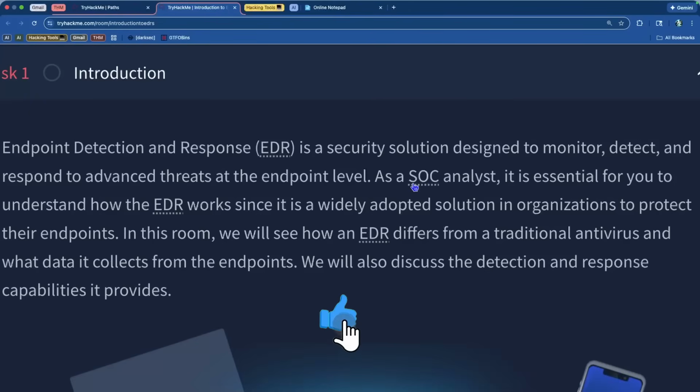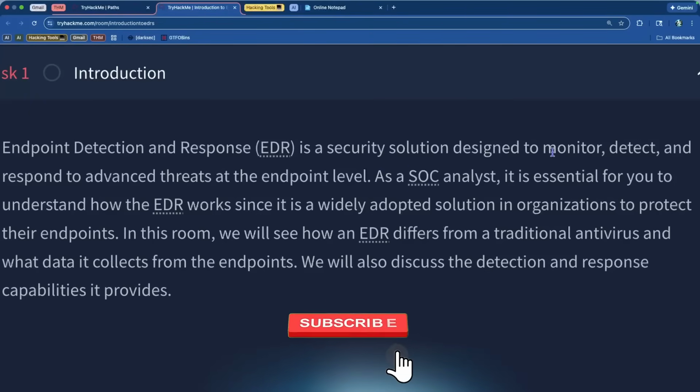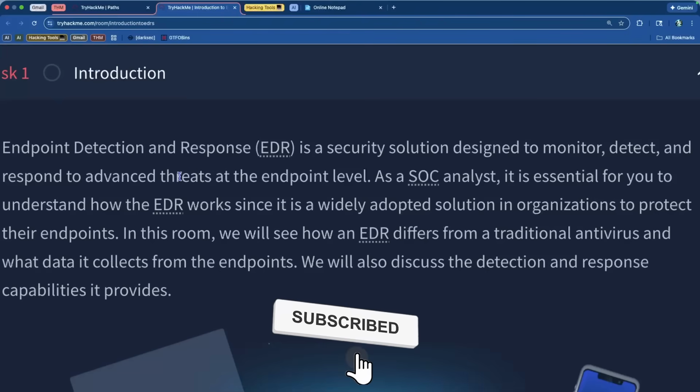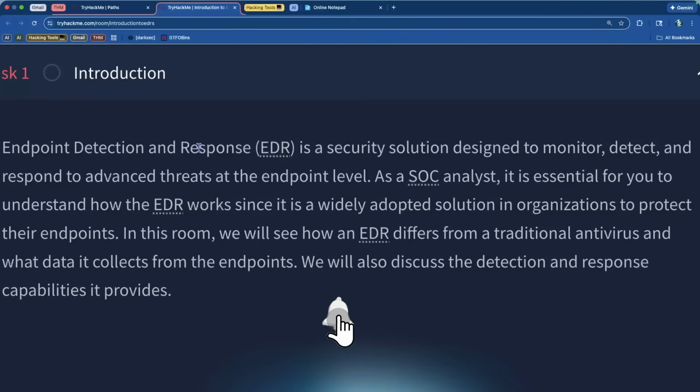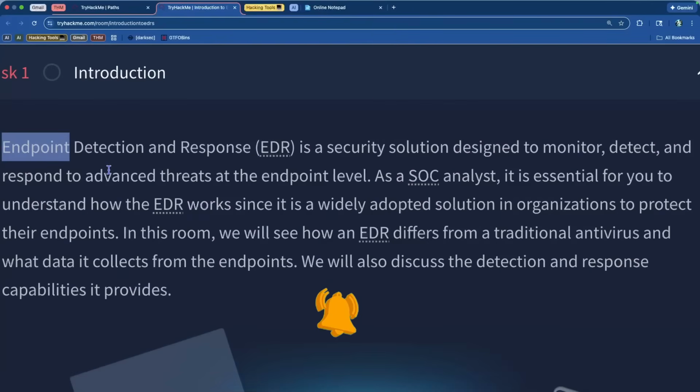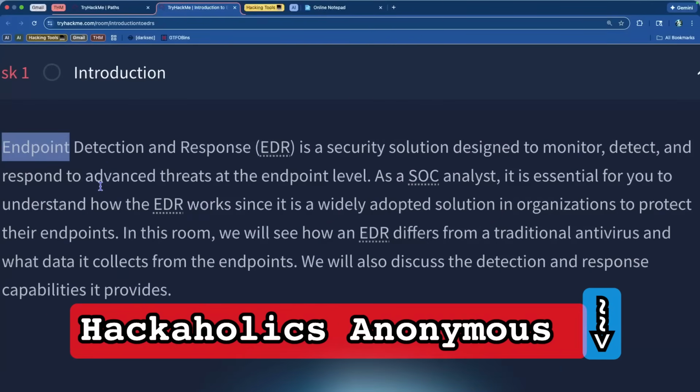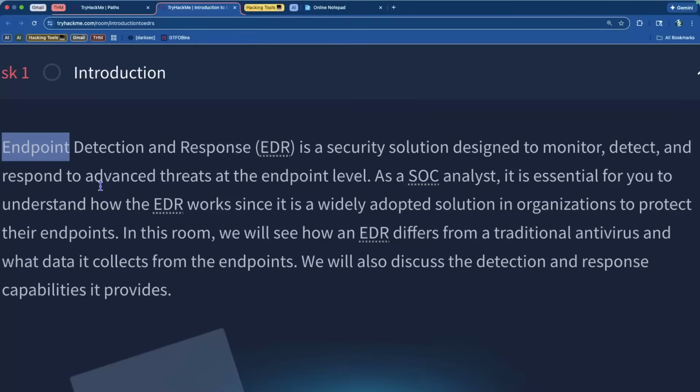Okay, endpoint detection and response is a security solution designed to monitor, detect, and respond to advanced threats. So the name implies endpoint. So endpoint represents a laptop, a cell phone, a server. It could be even IoT devices, essentially. Anything that is inside of the network that has an IP address, that could be an endpoint.